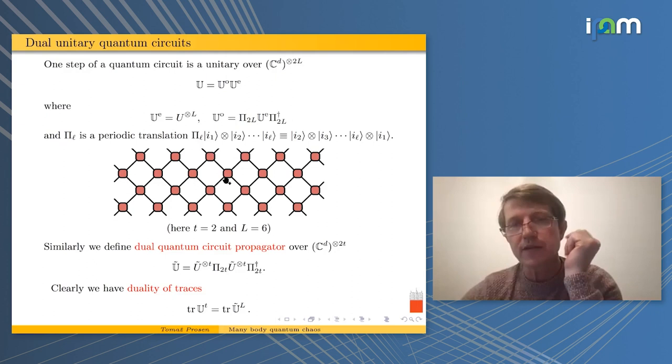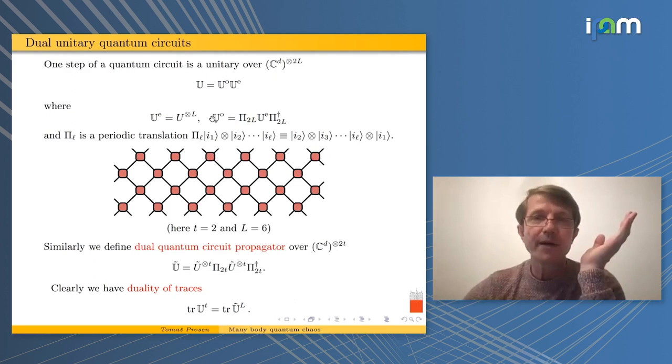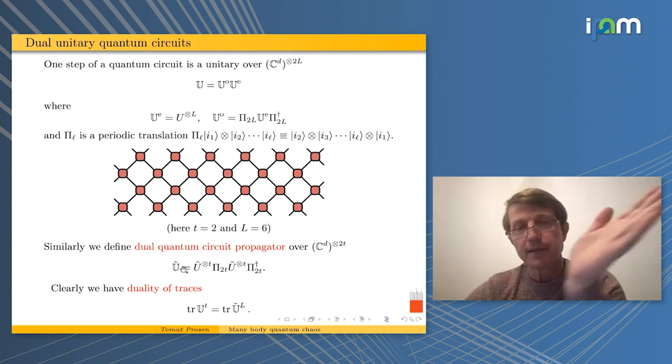So the column transfer matrix is what I called U tilde. Okay, I pointed at the wrong formula. The forward evolution, the time evolution, is just this one. And the space evolution is just this one. And again, the space propagator is formed by the space-time flipped dual unitary gate.